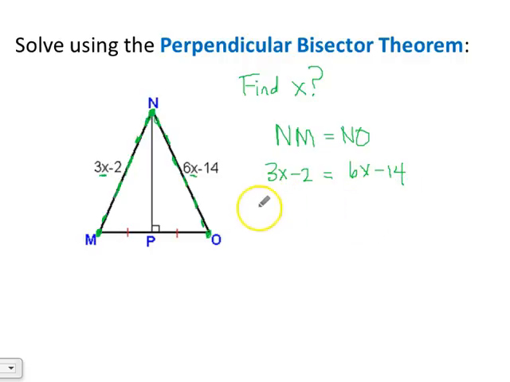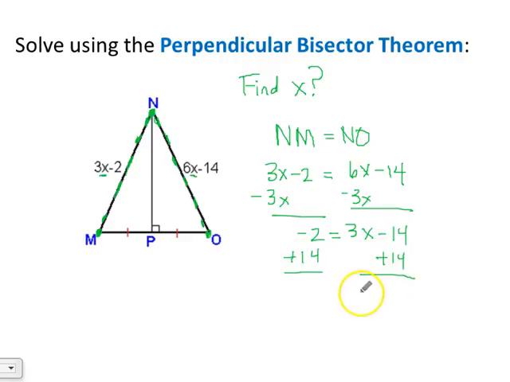To solve for X, I want to get all of my X terms on one side of the equation and all my constant terms on the opposite side. I'm going to start by subtracting 3X from both sides. Then I'm left with just -2 on the left, and I've got 3X minus 14 on the right. So I have to move that -14 to the other side by adding 14 to both sides. I'm left with 3X equals -2 plus 14, so we got 12. Now we're just going to divide each side by 3, and I get X equals 4.